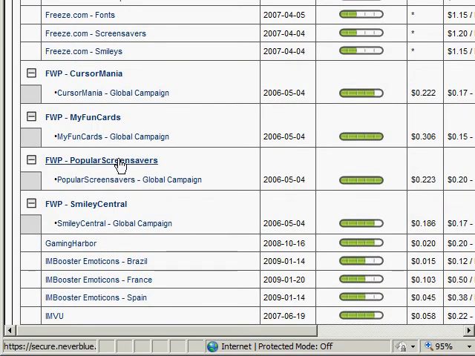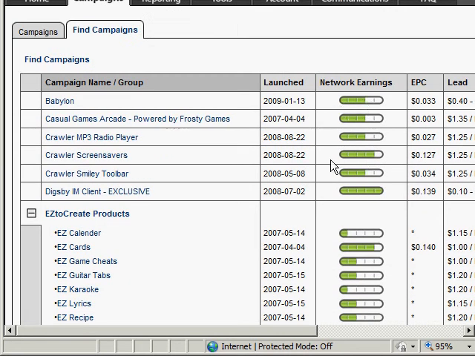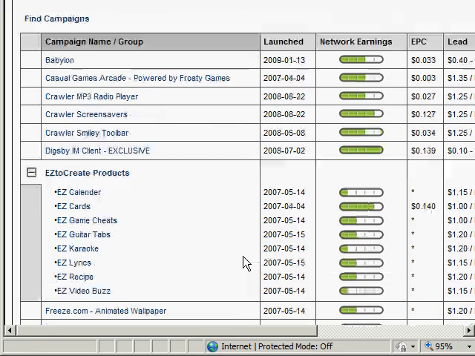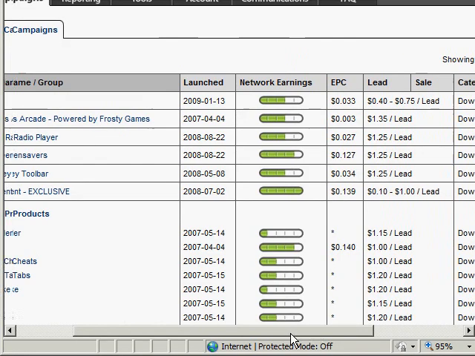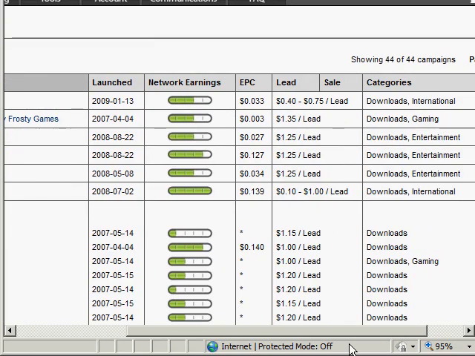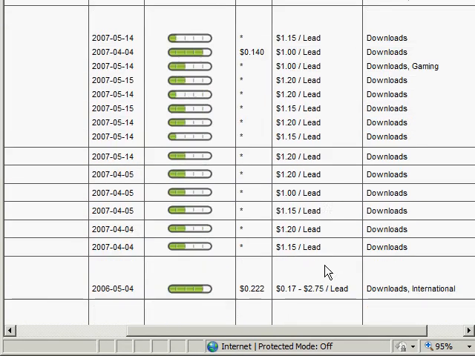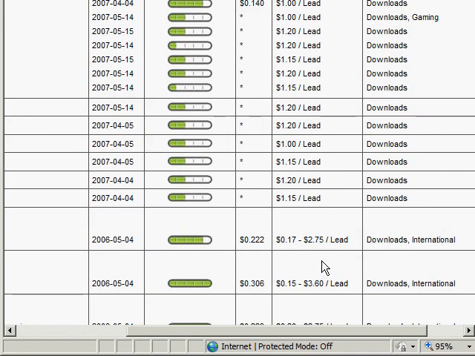But we have popular screensavers here, and the network earnings are greater, just like the ones up here. And we can see the EPC and how much we get paid for the lead. Generally, leads are form fillers, so people would just fill out forms. They also have sales, where if you send prospects to a page, you get paid when a prospect buys the product. That would be a sale.